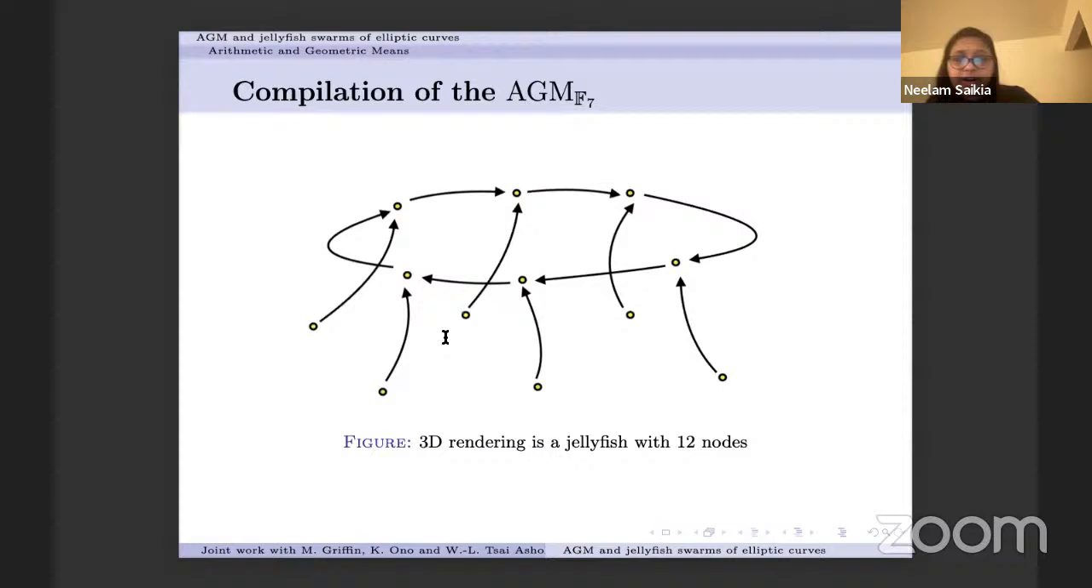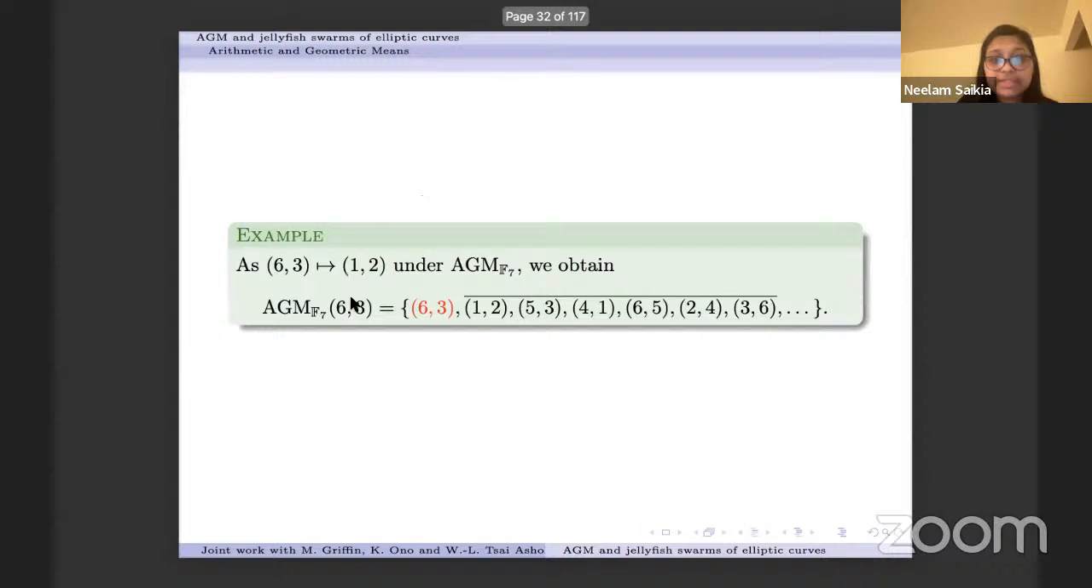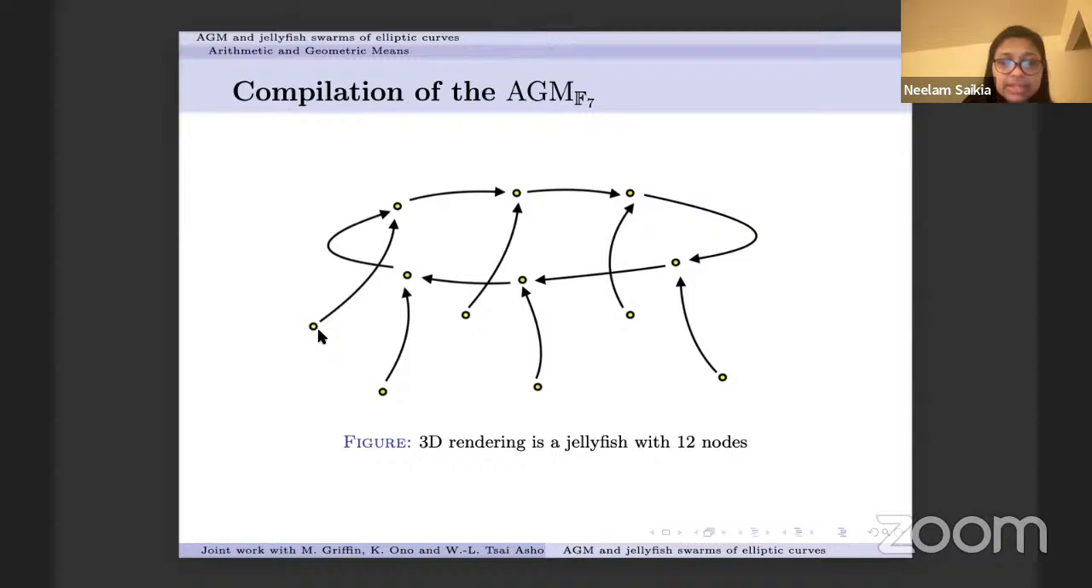For example, for F7, we make a directed graph like this. And here, as we have seen in this example, every pair that appears here, if you consider a pair with the reverse, like 6-3, we only have one tentacle, like here. So this pair has no parent, like here. So this graph looks like a jellyfish. Therefore, the directed graphs we make out of those AGM sequences, we call a jellyfish.